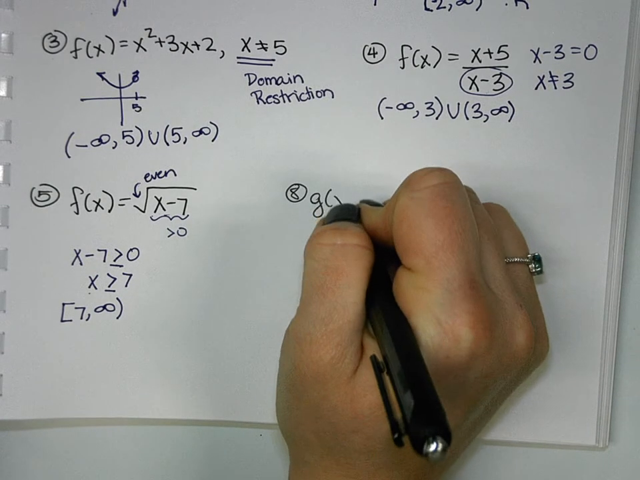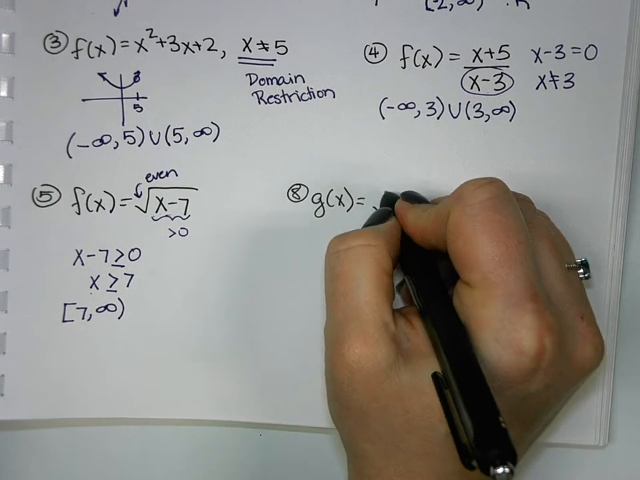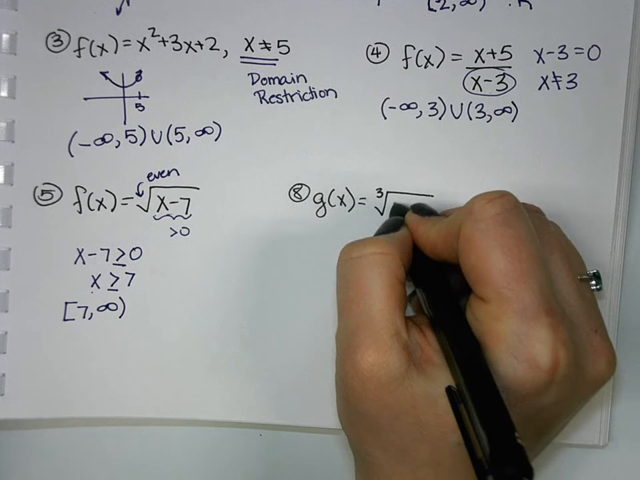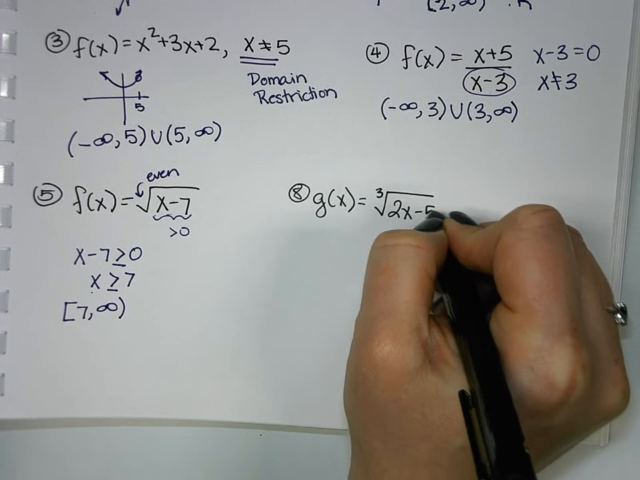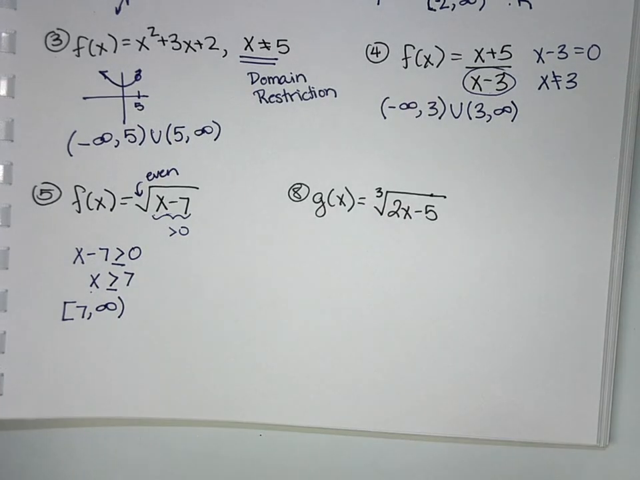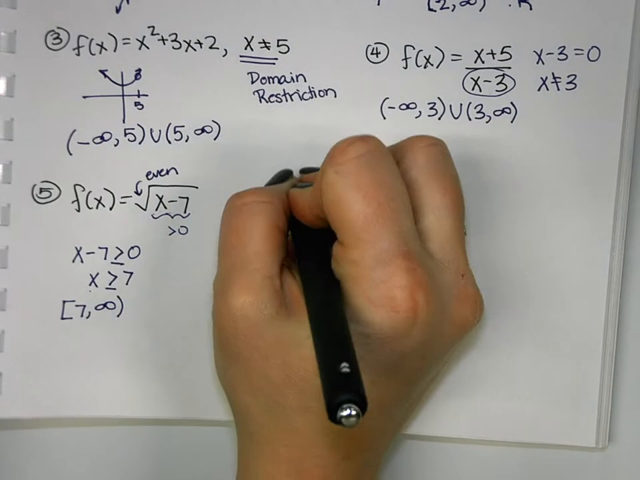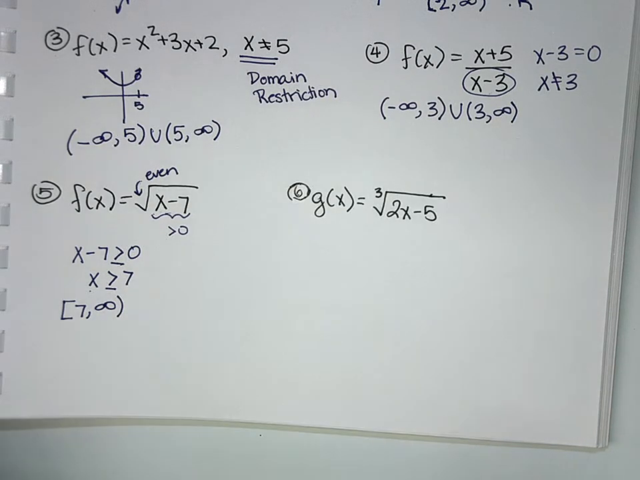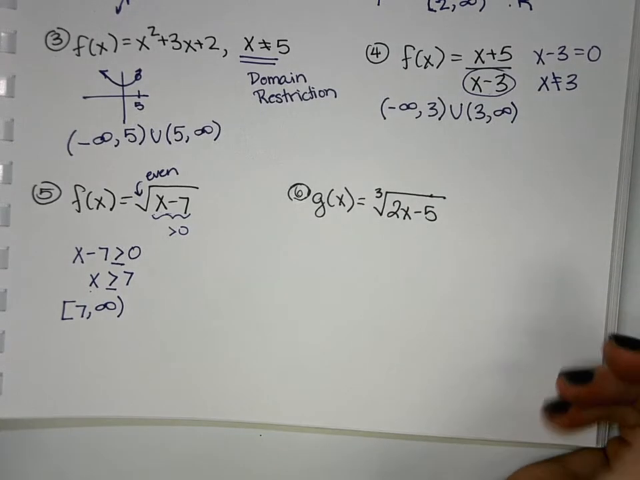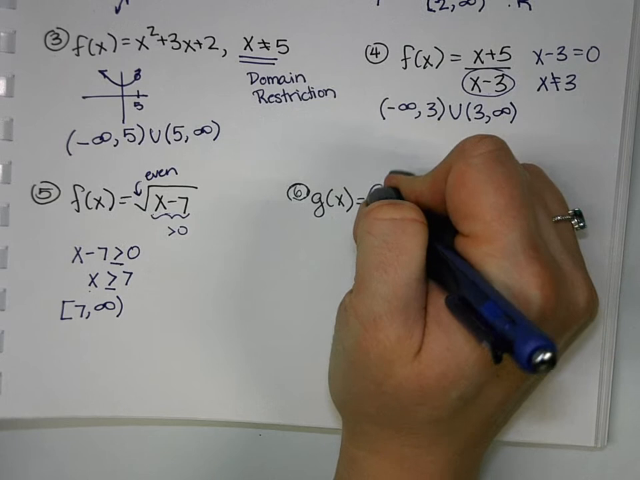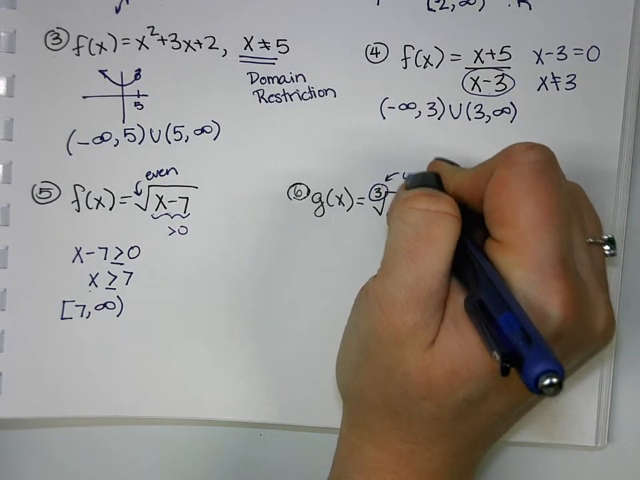Okay, this will be the last one. So on this last one, it's a similar problem to number 5. I don't know why I wrote 8. It's supposed to be number 6. It's still a radical, but the difference is our index. Here the index is odd.